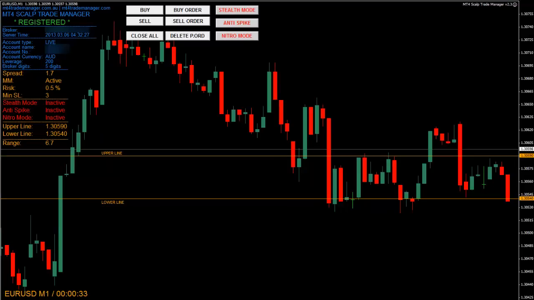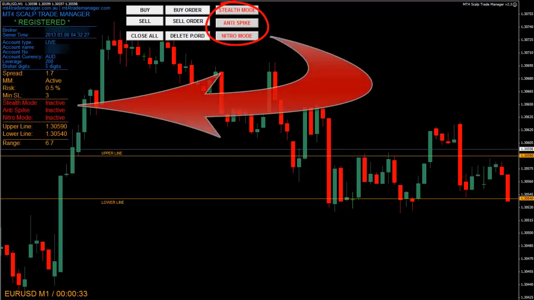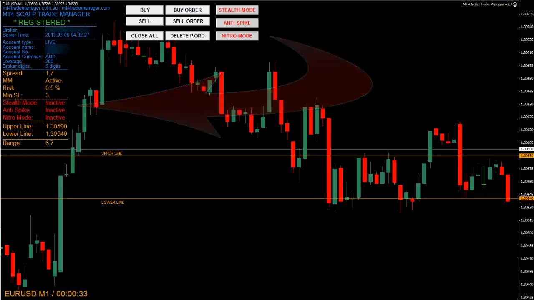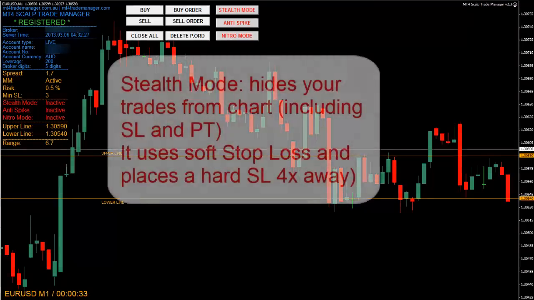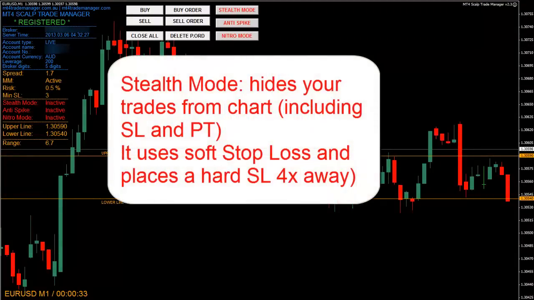What really makes it interesting is those red buttons on the right hand side. If you click on them, you will see their status right here, so you know what you are doing. You can find detailed explanation on the operation, but quickly. Stealth mode hides your trades from the chart, including your stop loss and profit target level, so your broker cannot see them. Even in hidden mode, it uses a hard stop loss for safety reason.